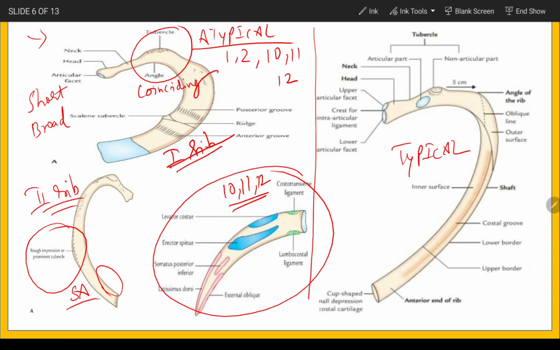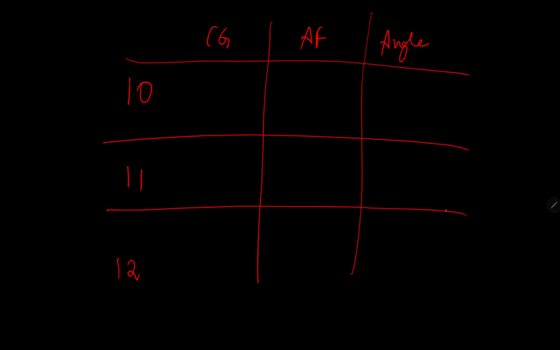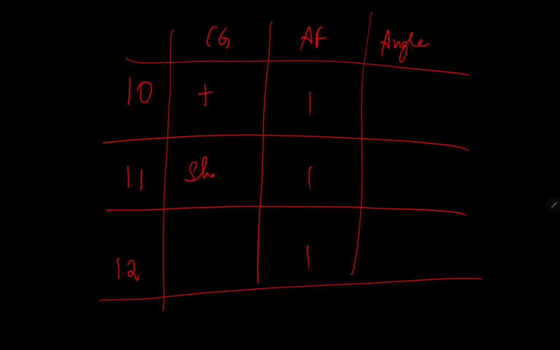Now how to identify is what you are going to see. 10th rib, 11th rib and 12th rib. First we are going to see whether it has costal groove, how many articulating facets it has, and the angulation. When we take these 3 criteria, one is for very sure, that is the articular facet is 1 for everyone, 10, 11 and 12. When we take the costal groove, yes, it is present in 10, it is shallow in 11, there is no costal groove in 12. Coming to angulation, 10 is angulated, 11th is slightly angulated, and there is no angulation in 12. If there is no angulation, it could be flat.